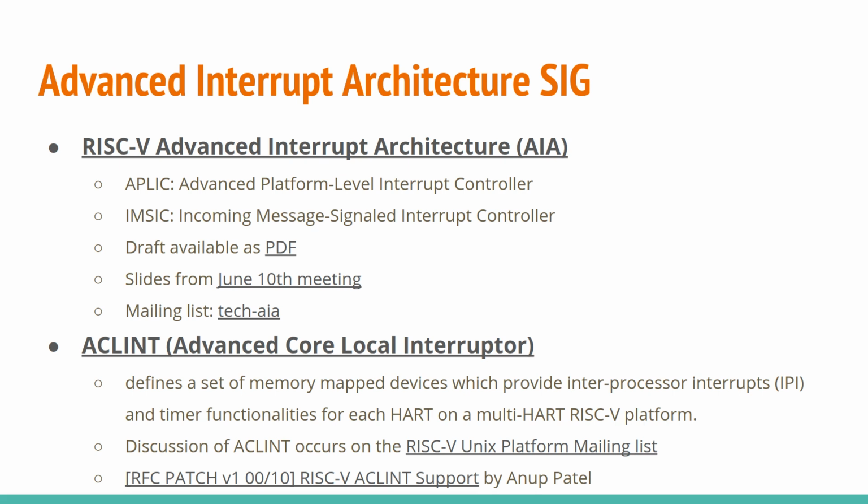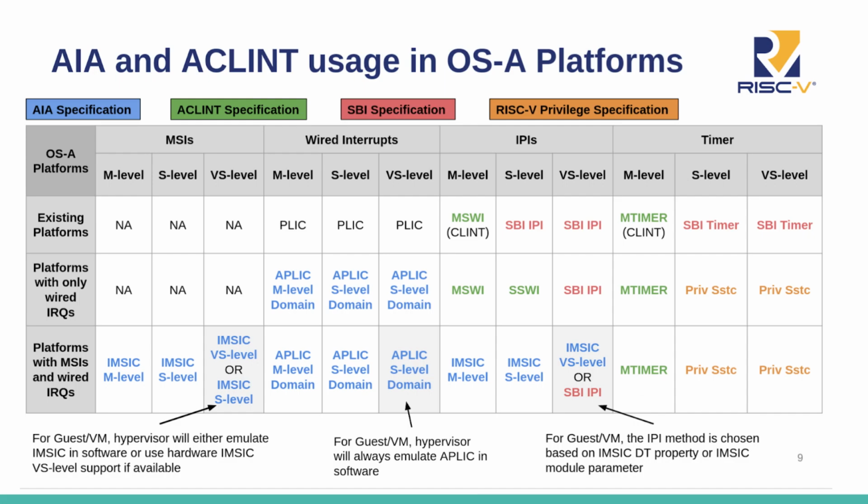And also related to this, we used to have the PLIC, and now that's being replaced with the APLIC. And then there used to be the CLINT for core local interrupter, and there's now the advanced CLINT that kind of replaces that. And it defines a set of memory mapped devices which provide interprocessor interrupts and timer functionalities for each hart on a multi-hart system, so like a multi-core system. There's discussion for that on the Unix platform mailing list. And there's even been a Linux patch posted by a noob to give initial support for the ACLINT.